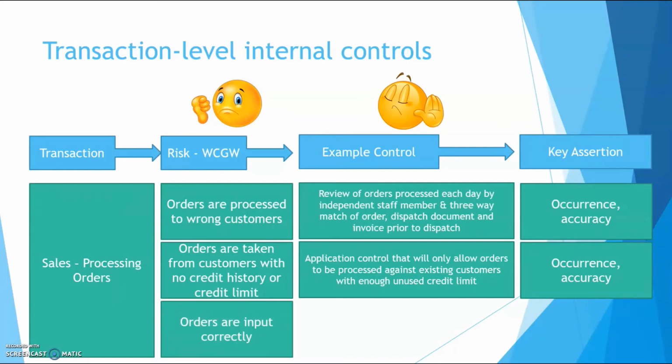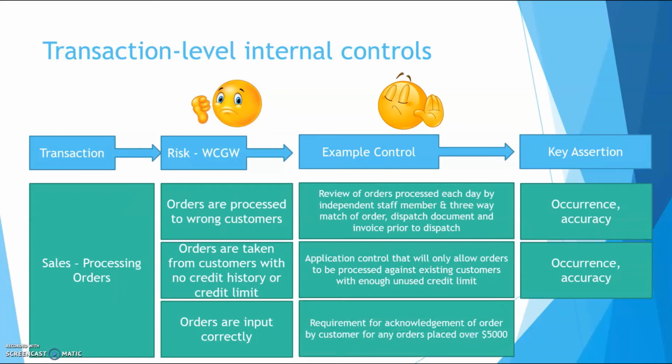Orders are input incorrectly. I think that should actually read. Sorry for that, so typo on my behalf. So this is a classic human error, which we said was an inherent limitation back on a previous slide. So what controls could we put in place to stop that?